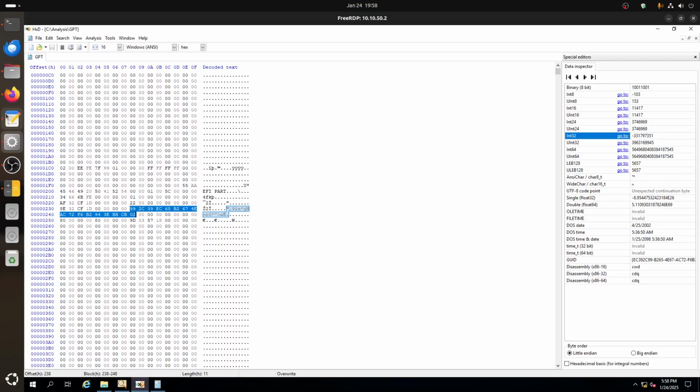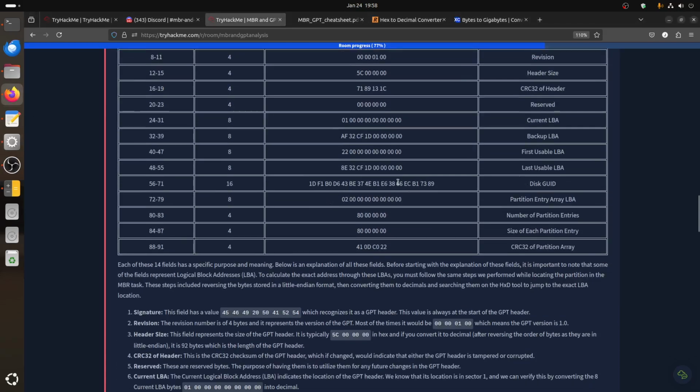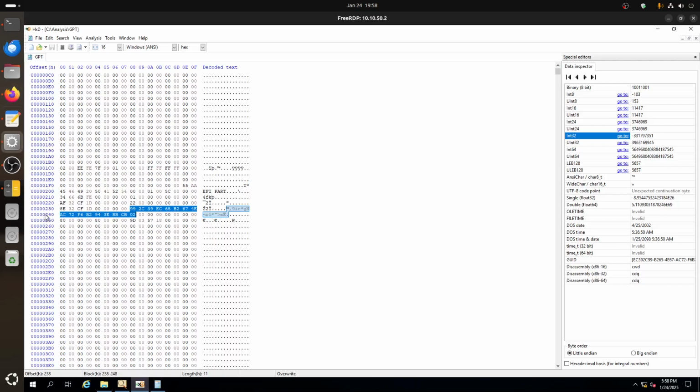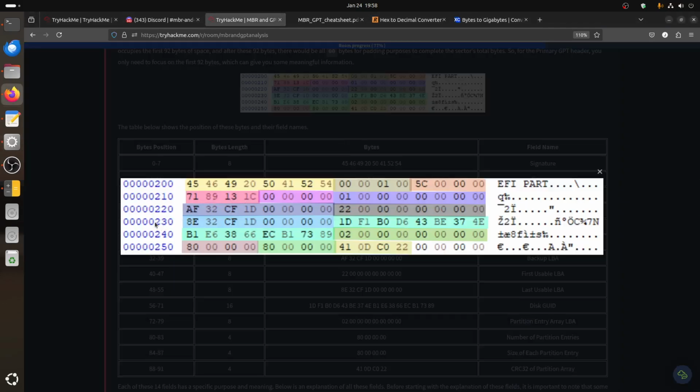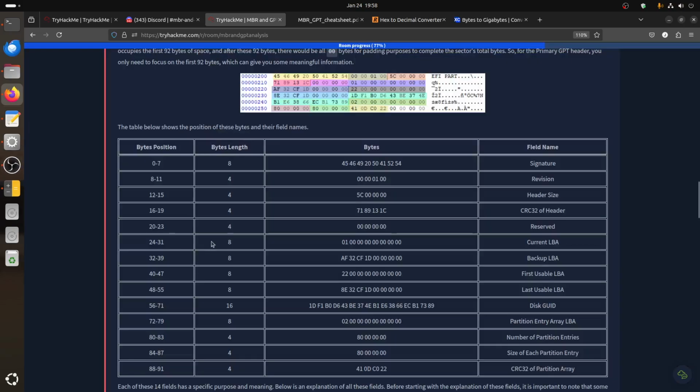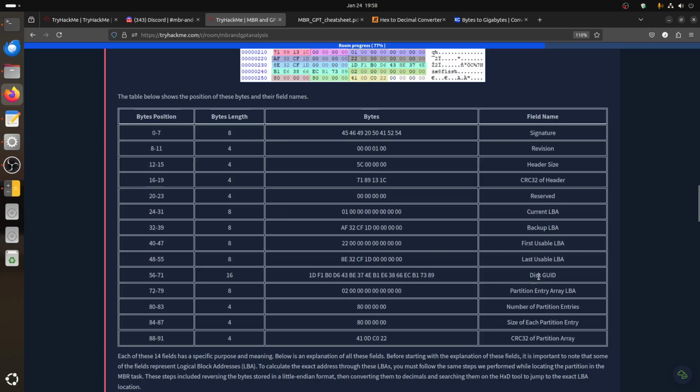So 56 to 71. I don't know how you need to count them. We just look here from the same screenshot. 230, if you go there, it's already counted. 230 is the one that starts there. So we know this is the disk GUID, and then the next one, the partition entry.